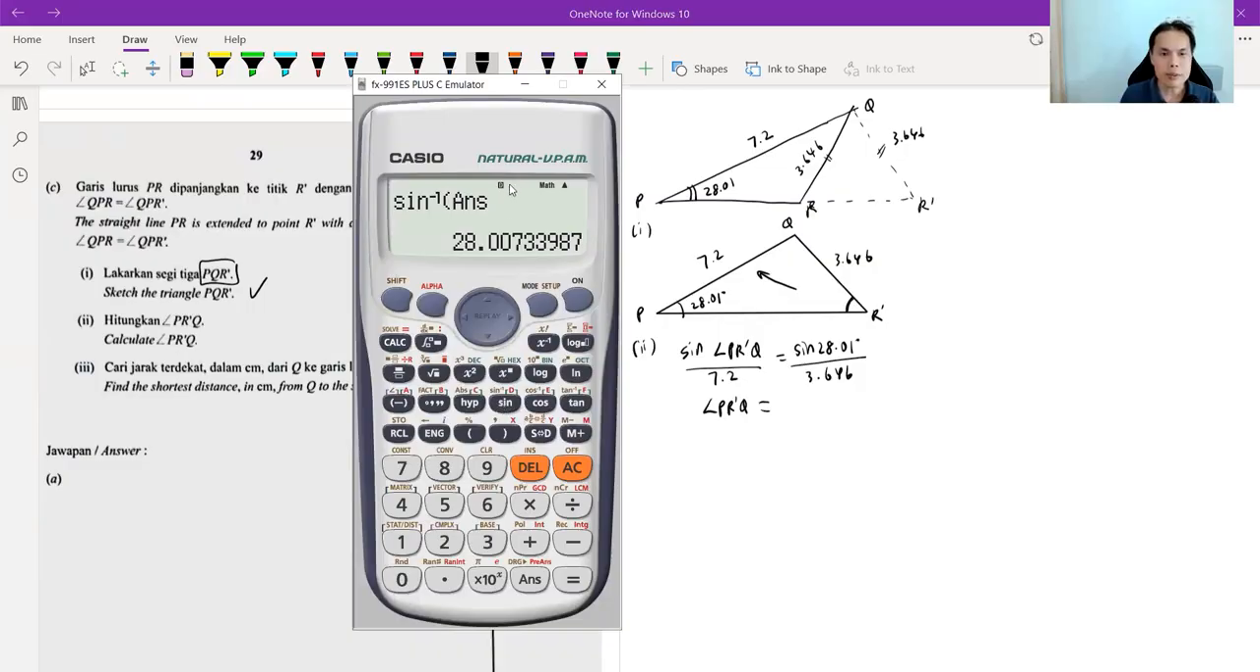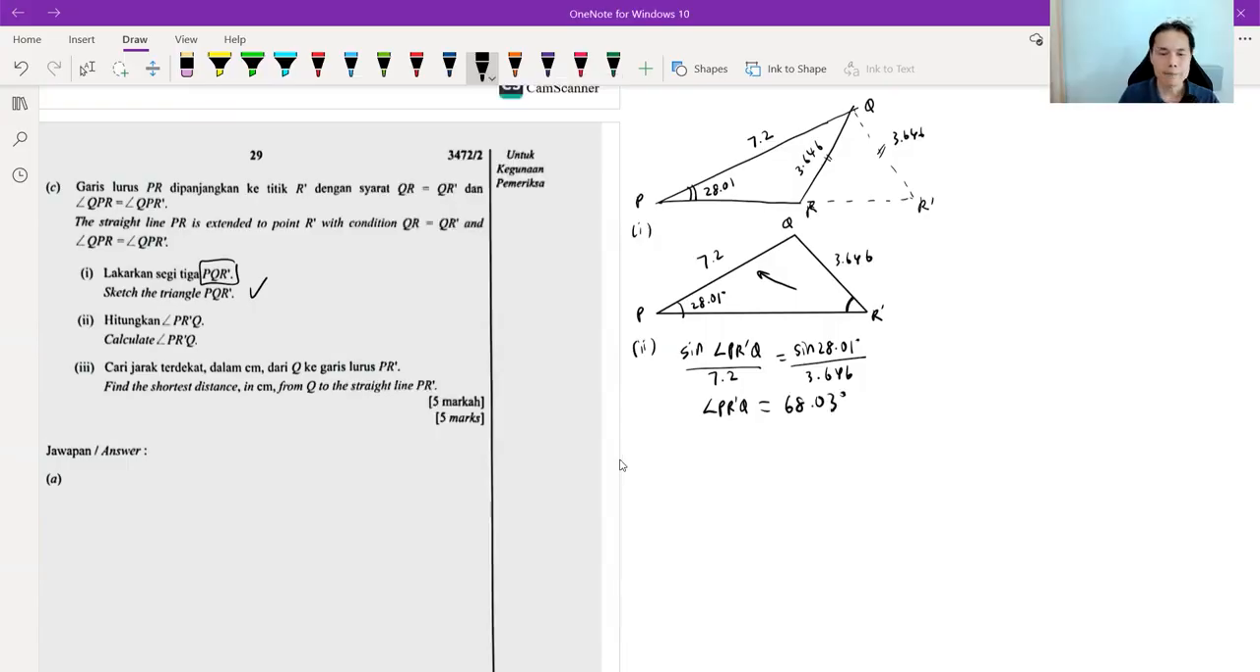My angle PR prime Q is therefore, use your calculator. Okay, let me type here. Remember, the calculator must be in degree mode. Sometimes you tend to forget because you change to radian, right? Sine 28.01, we divide by 3.646, you multiply by 7.2. Whatever we get here, we shift sine, answer equals. So I got 68.03. All right, last one.